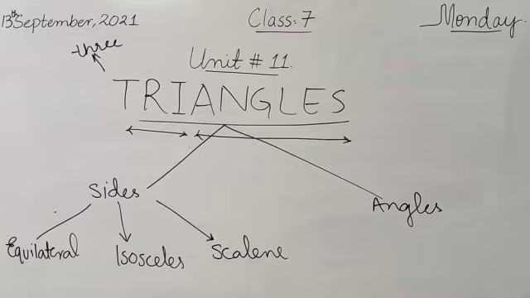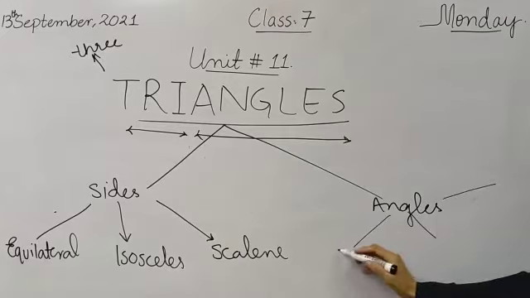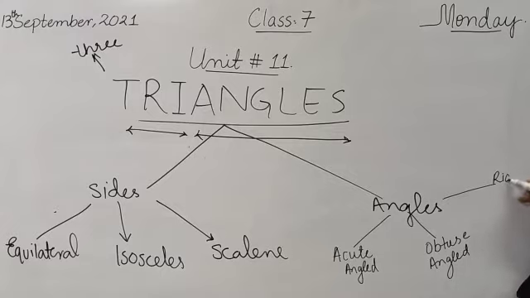According to the angles, a triangle is also classified into three types: acute angle triangle, obtuse angle triangle, and right angled triangle. Okay. Who will tell me what is an acute angle? What is an acute angle? An angle which is less than 90 degrees, that angle is called an acute angle. Is it okay?